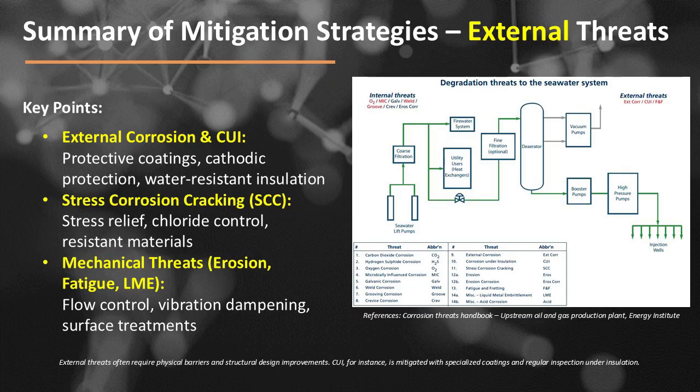Summary of mitigation strategies: external threats. External threats often require physical barriers and structural design improvements. CUI, for instance, is mitigated with specialized coatings and regular inspection under insulation.